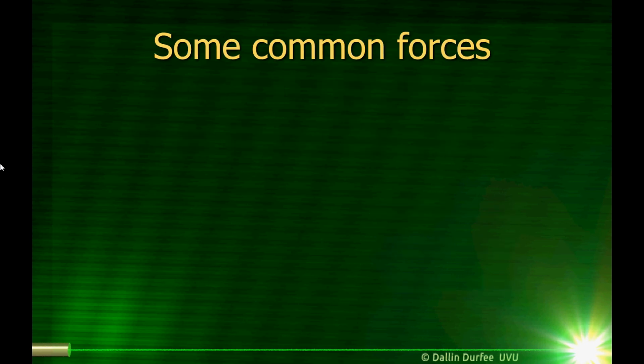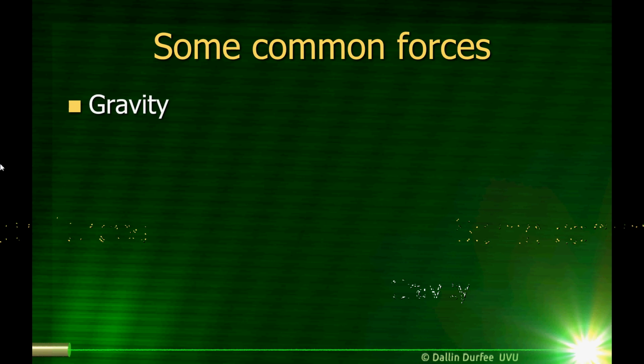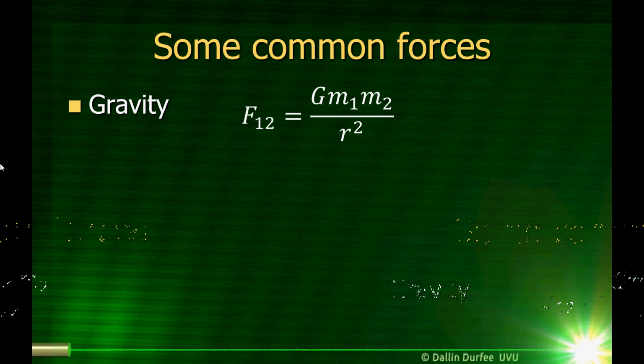All right, so there are some common forces that come up again and again, and probably the one that comes up the most in this class is gravity. We will learn later on Newton's law of gravity says that if I have two objects, one with mass m1 and one with mass m2, the force of object 1 on object 2 due to gravity has a magnitude which is equal to a constant, G, times the product of the masses divided by the distance between the two objects squared. Now, we'll get to that later in the course.